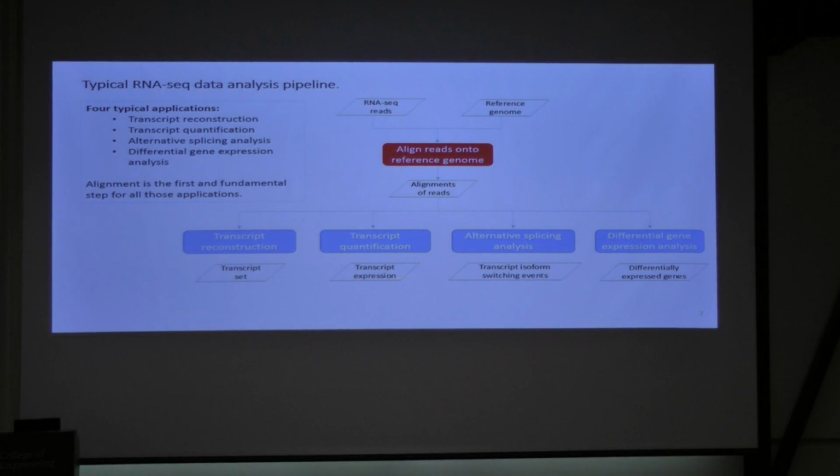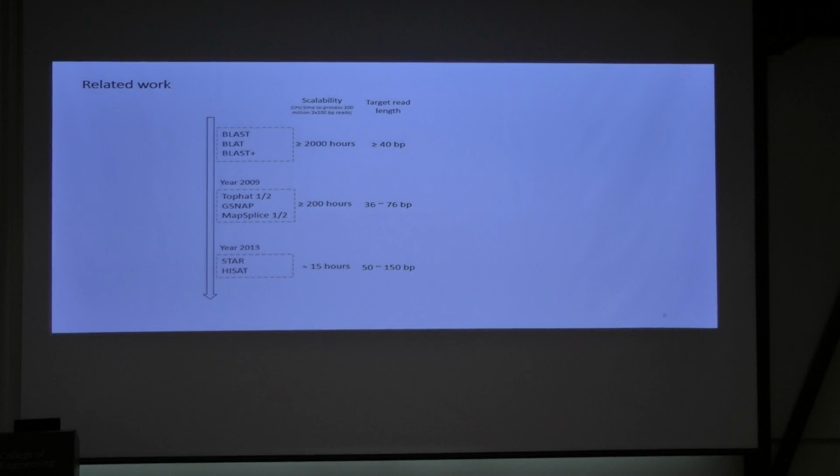So here is a very typical RNA-seq data analysis pipeline. I listed the four most common applications here: transcript reconstruction, transcript quantification, alternative splicing, and differential gene expression. As we can see, for all those applications, the first and very fundamental step is alignment, which is how to align the reads back to the reference genome. So the first method I will talk about today is an aligner.